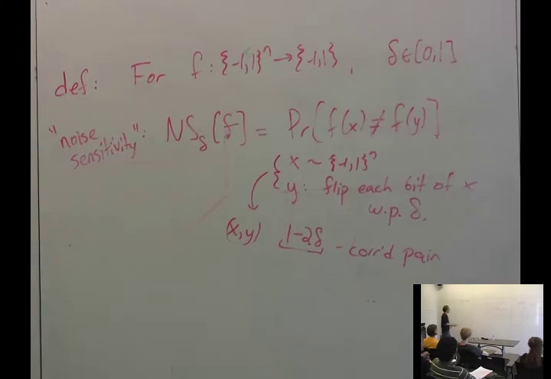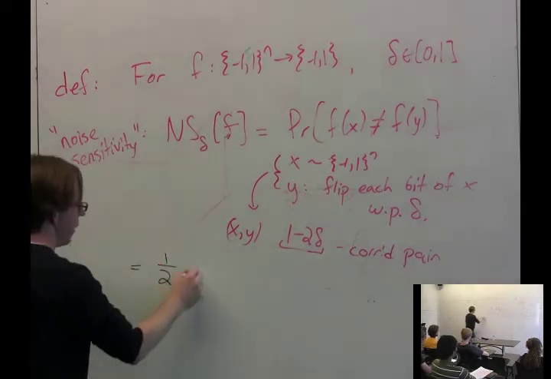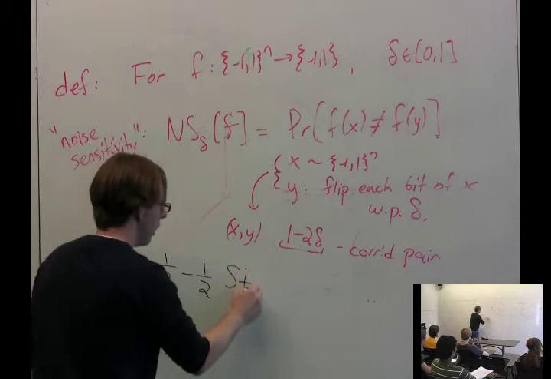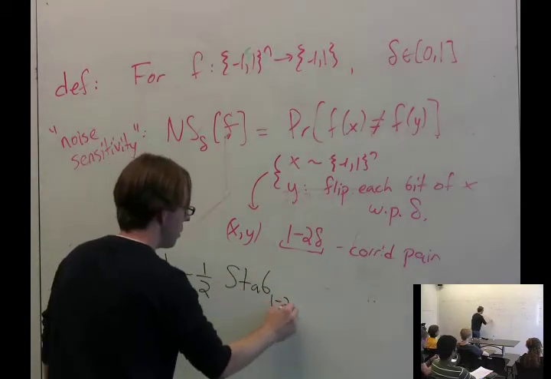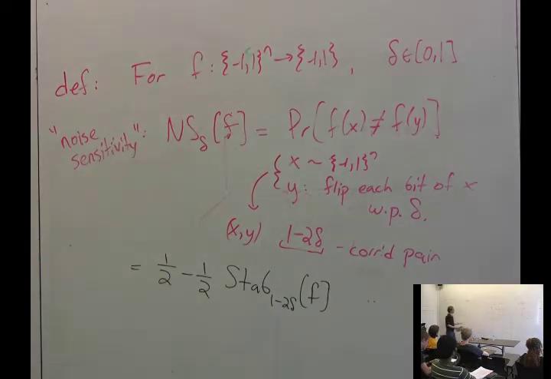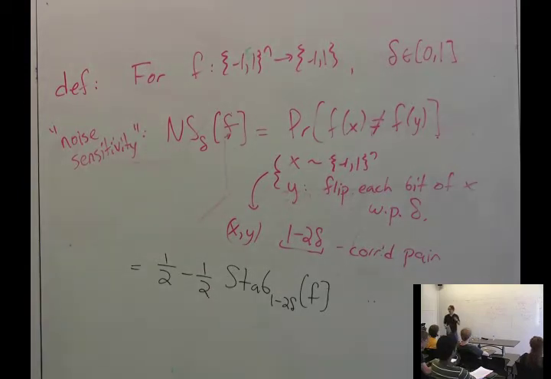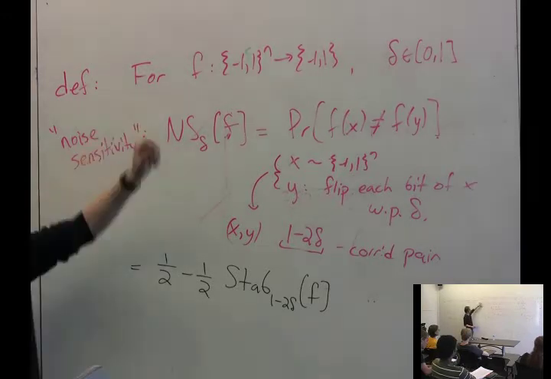OK, so in light of that, and just also using what's on the board there, this noise sensitivity is like a half minus a half the stability at 1 minus 2 delta of f. So it's really not a new concept in the sense that it's the same as the stability, up to doing a lot of half minuses and 1 minus 2 delta's. But sometimes it's more convenient to talk about this quantity.